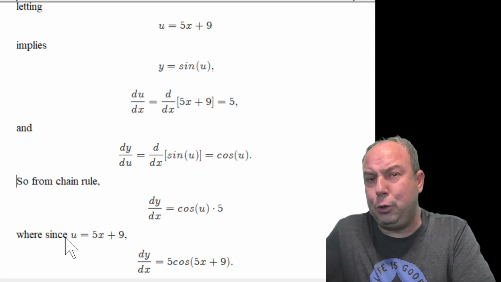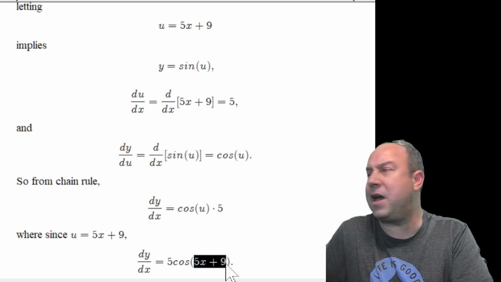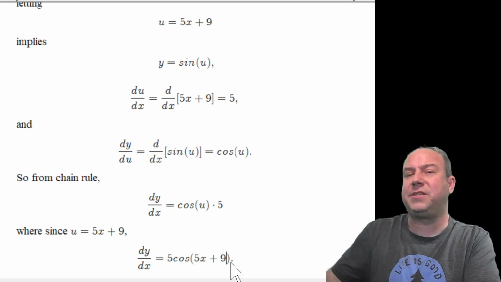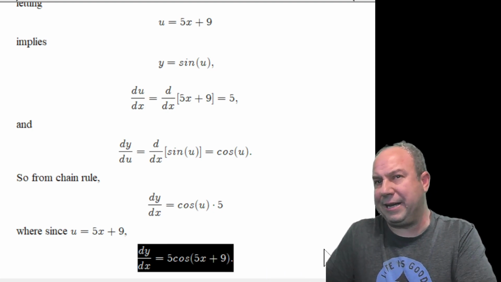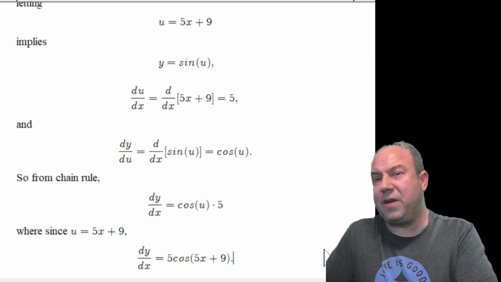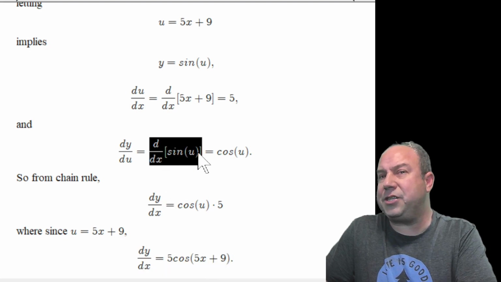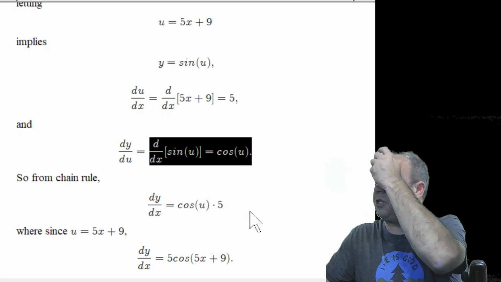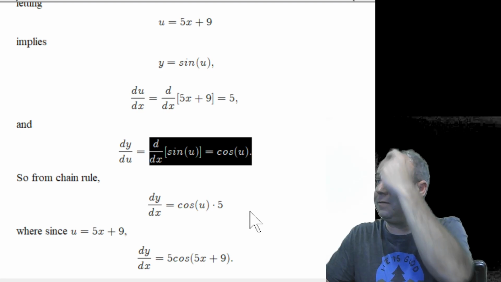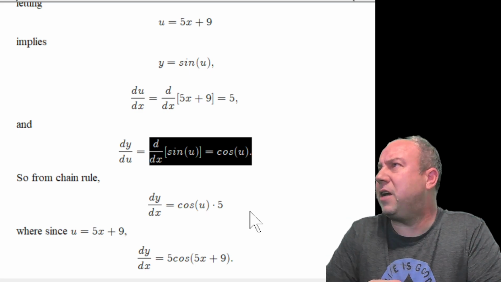Where since u is equal to 5x plus 9, we can substitute that back in finally for the value of u and be able to say that dy dx must be equal to 5 cosine of 5x plus 9. This all developing from a little bit of chain rule. Where in that chain rule, we do incorporate this derivative for the sine function. All right? It's derivative of sine and cosine functions, folks.